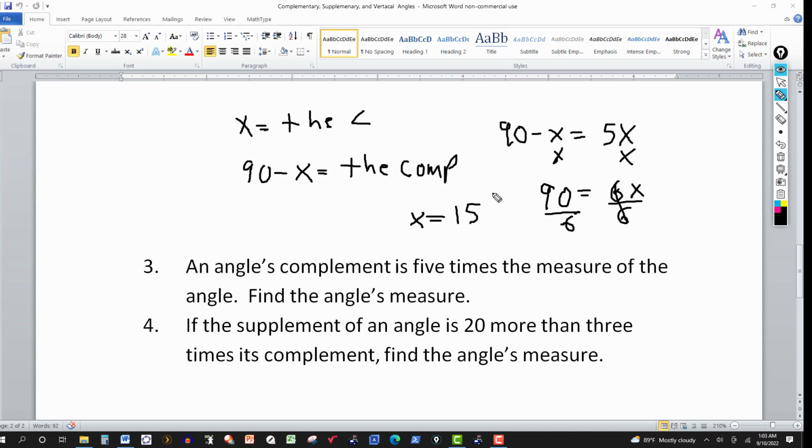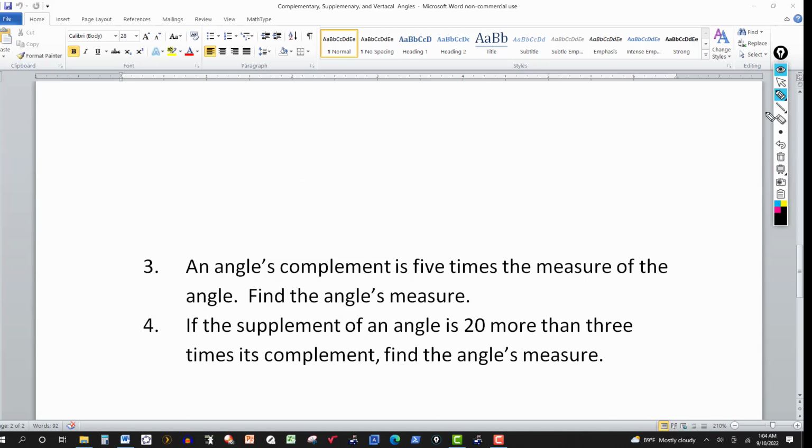And of course, this one's an angle, so I'm going to put the degrees in. And you can check to make sure that it satisfies the conditions. 90 minus x is the complement, or 90 minus 15, which is 75. And the complement is 5 times the measure of the angle. 5 times 15 is 75, so it works. The other one's pretty much the same.